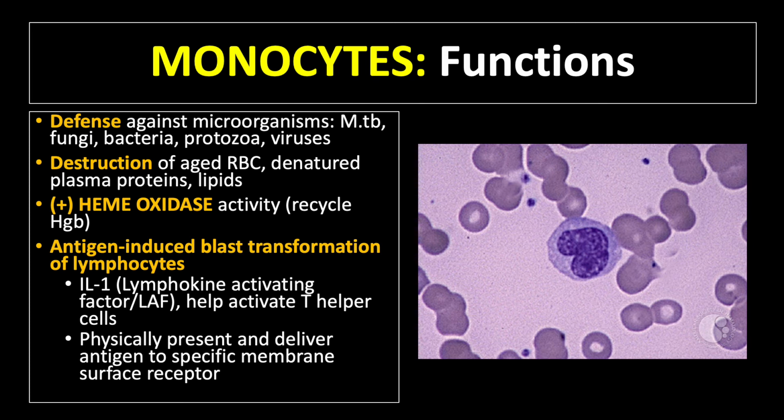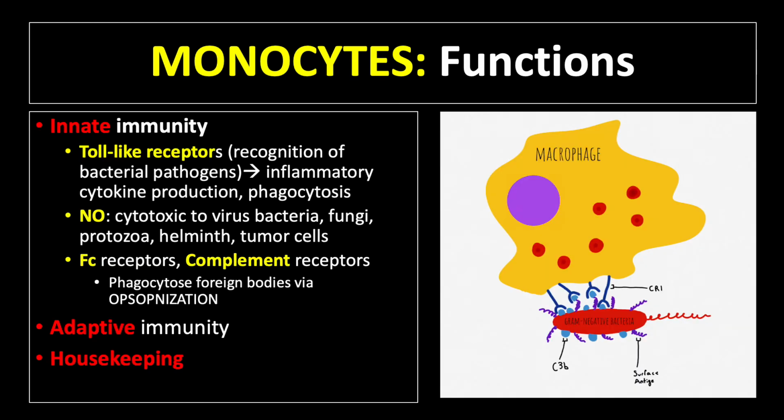And then they also serve as antigen-presenting cells, so they physically present and deliver the antigen to the specific membrane receptors of the other cells. So again, they are for defense, destruction, and then they have heme oxidase activity, and then antigen-induced blast transformation of lymphocytes. Based on Rodak, our book, he categorized the functions of monocyte by innate immunity function, adaptive immunity function, and housekeeping function. So let's discuss first the innate immunity function.